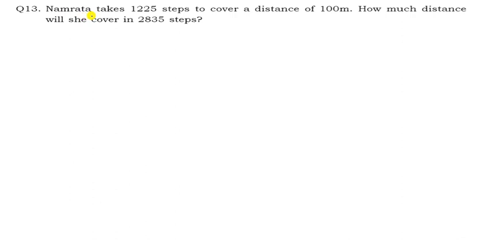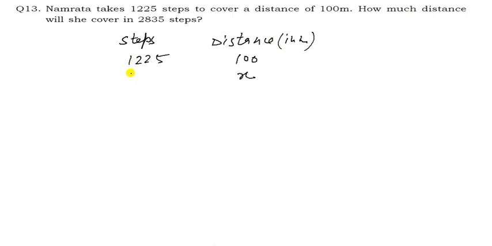Thirteen question. Namrata takes 1225 steps to cover a distance of 100 meters. How much distance will she cover in 2835 steps? So you can write here steps, and here is distance in meter. First of all, steps is 1225 and distance is 100 meter. Now how much distance? Let it be x, and the steps is 2835.